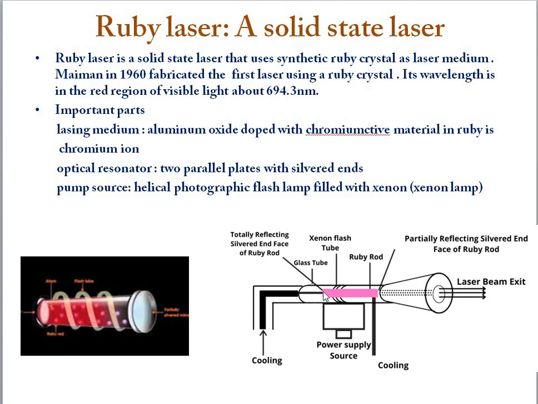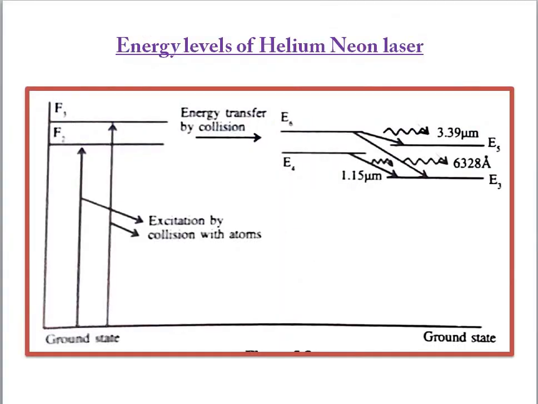The xenon lamp will provide energy to excite the electrons in the chromium atom. So the electrons of the chromium ions undergo transitions. When the flash lamp is switched on, the xenon discharges and generates an intense burst of white light lasting for a few milliseconds. The chromium 3 plus ions are excited to energy bands E1 and E2 by the blue and green components of white light.